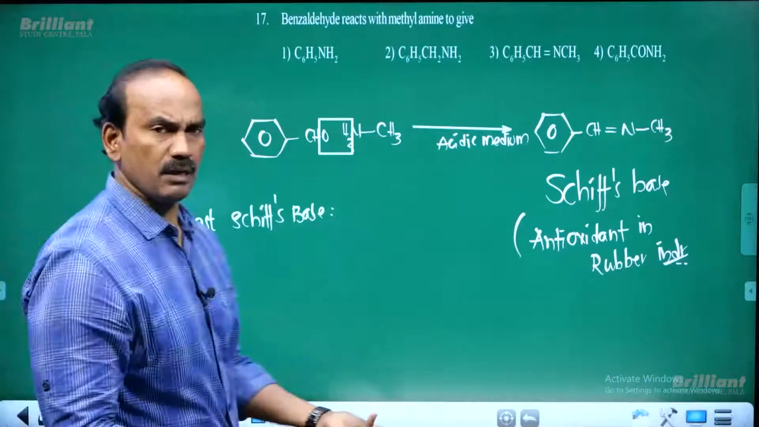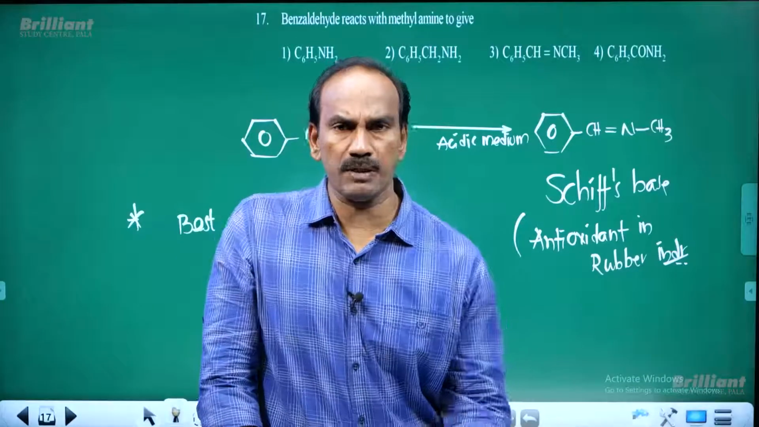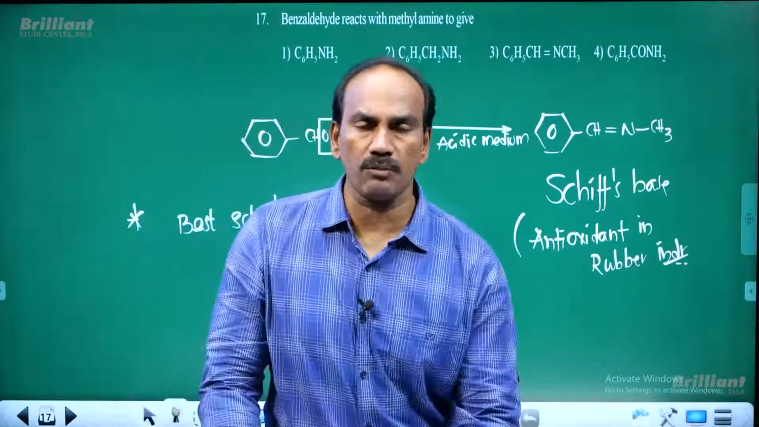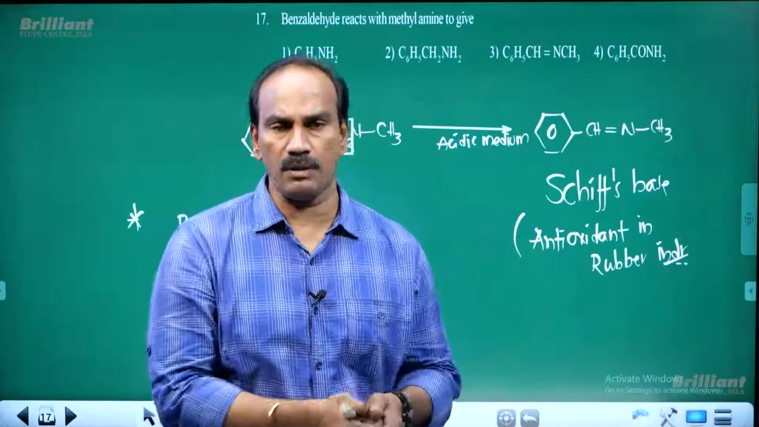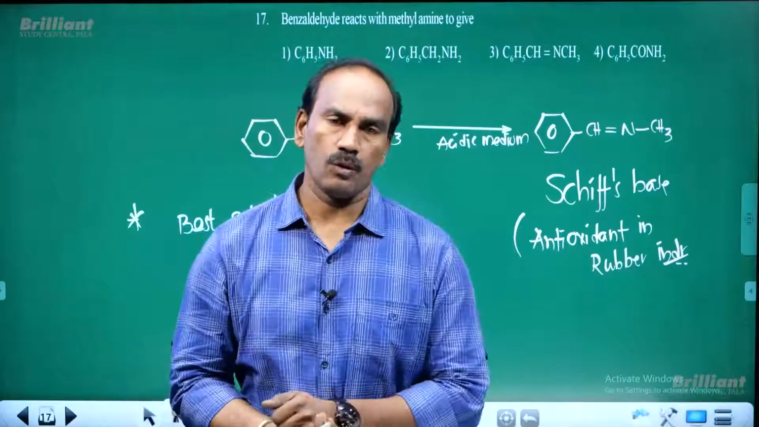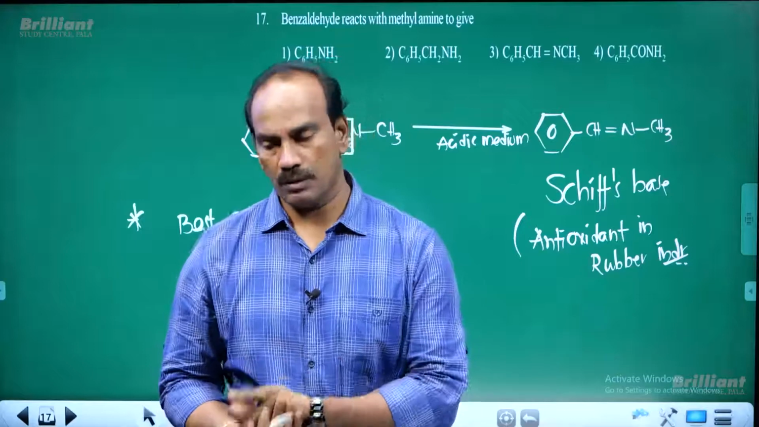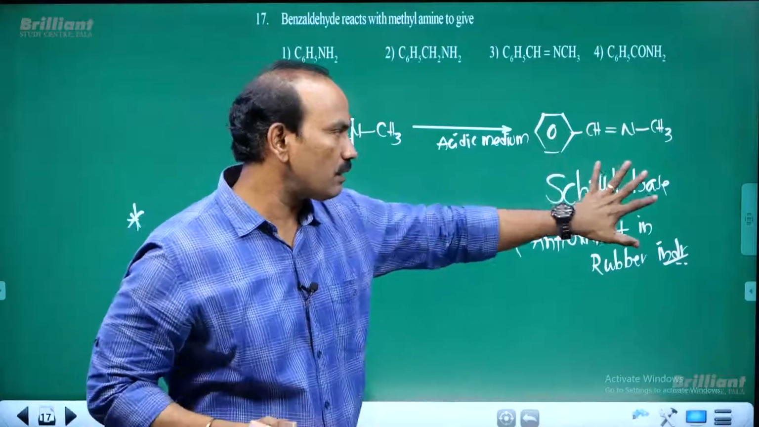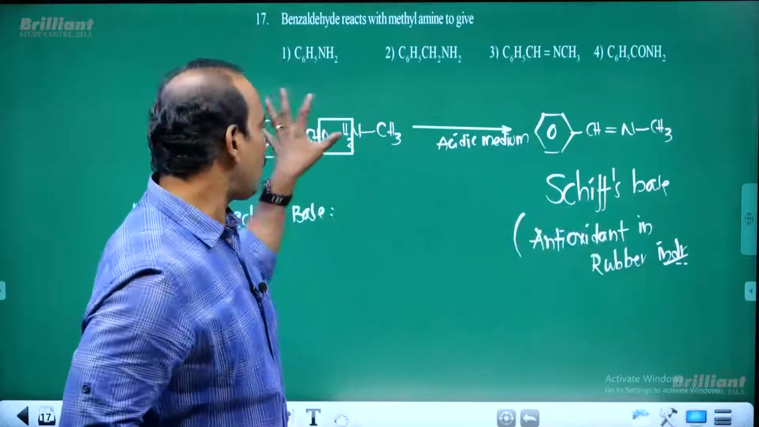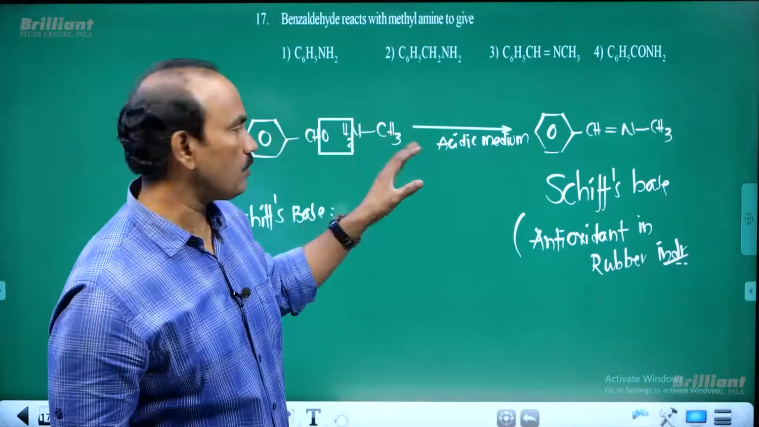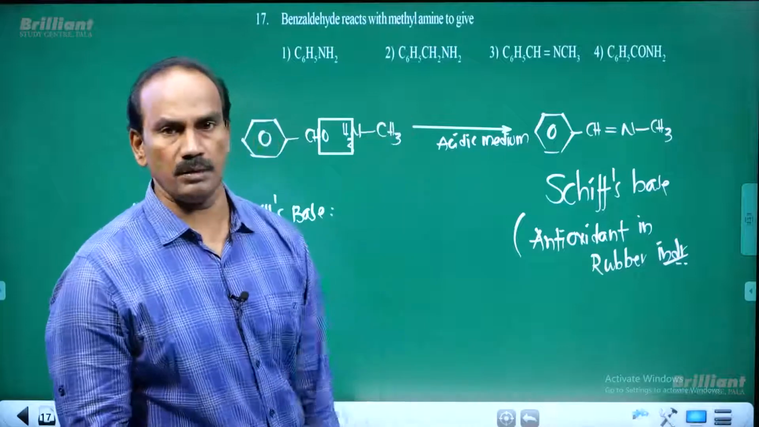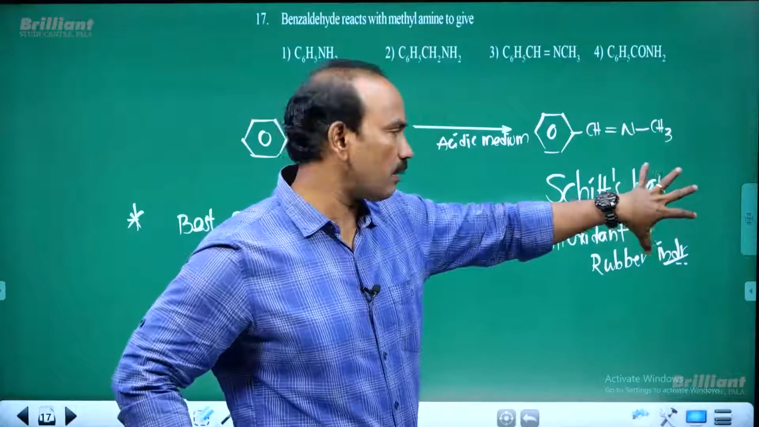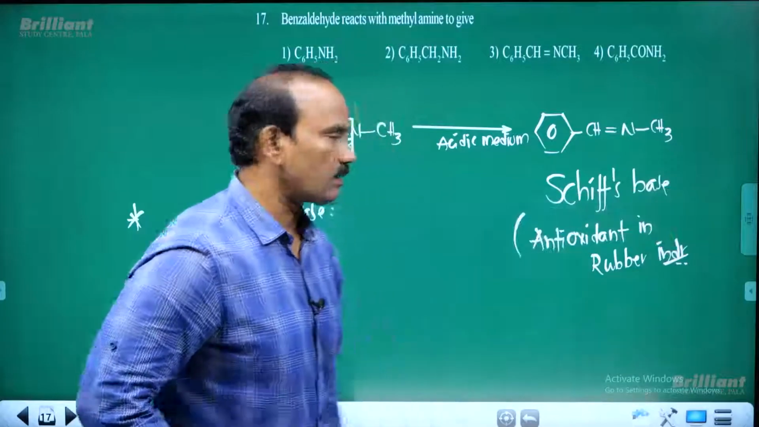Schiff's base means a general category. Acid plus base gives rise to salt plus water. NaCl is one of the salts, the salt of a strong acid and a strong base. That's why salt is one category of family. We go to sugars: glucose, fructose, then sucrose, all are the sugar family. Like that, here also this family is Schiff's base. What is the Schiff's base? Aldehydes or ketones react with primary amines, either aliphatic or aromatic, and you get one category of product. That product is called Schiff's base.